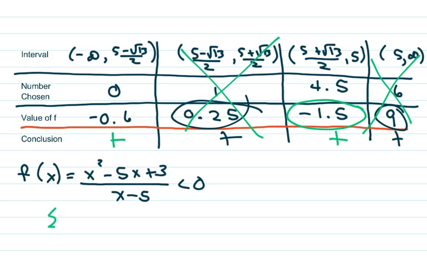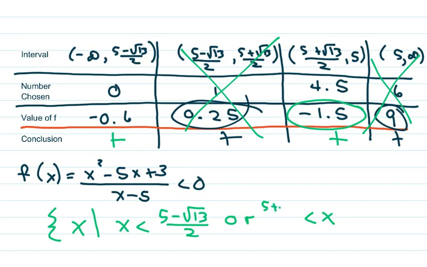So my solution set is x such that x is smaller than 5 minus square root of 13 over 2, or x is in between 5 plus square root of 13 over 2 and 5. And that is your solution set.